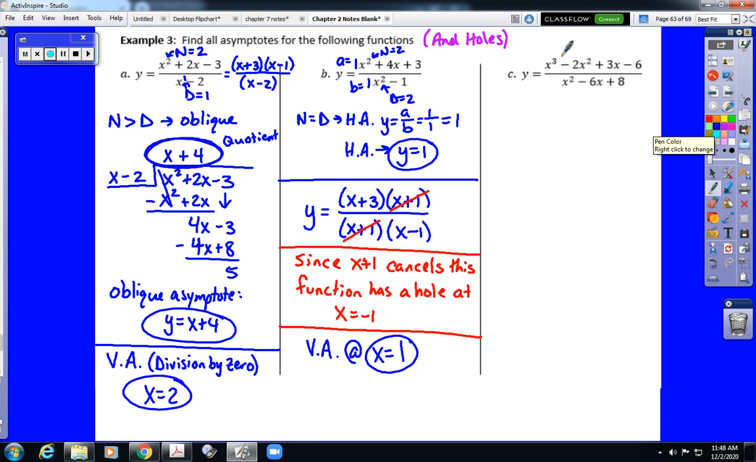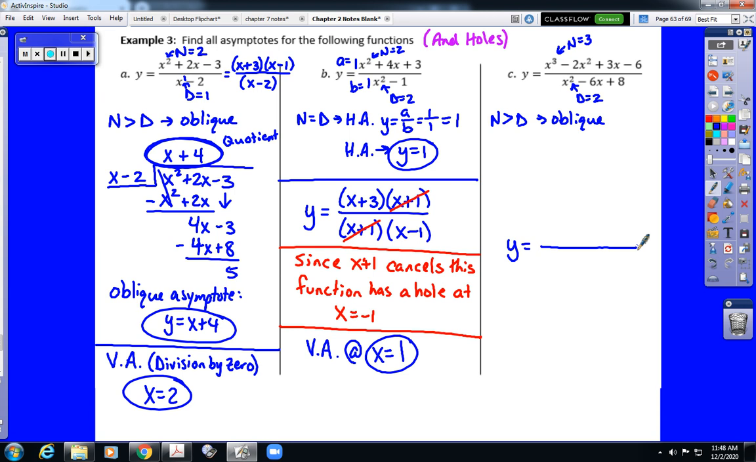On the last example, the numerator's degree is 3, the denominator's degree is 2. So n is 3, d is 2. Since n is greater than d, we have an oblique asymptote. We do need to check and make sure that nothing cancels, so we do need to take a quick look at the factored form, and I will write that down here because we're going to have to look at it for the vertical asymptotes anyway.